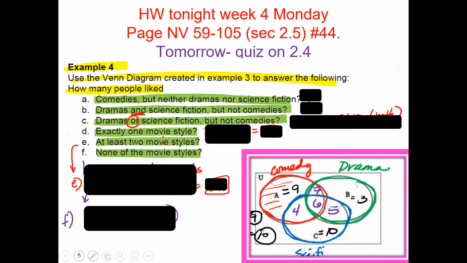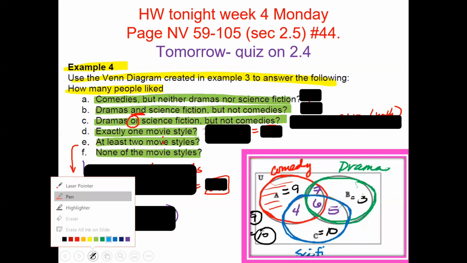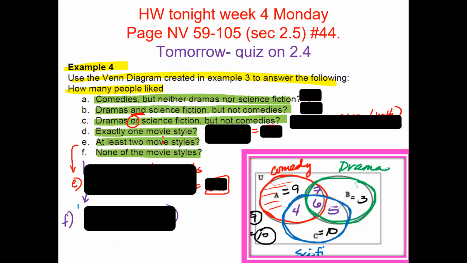My first question asked me comedies, but neither drama nor science fiction. So for this one, we're only focusing on comedy, but not drama or science fiction. So if it's just comedy, it's going to be just the 9. Next one, it's saying, how many people prefer drama and science fiction? So here's drama, here's science fiction. That's what they share, but not comedy. So we can't include the 6, so it's just going to be the 5.